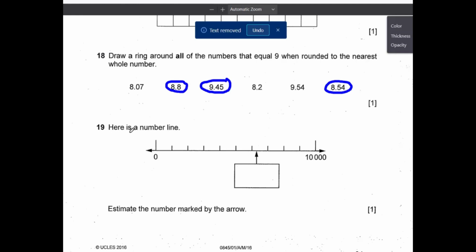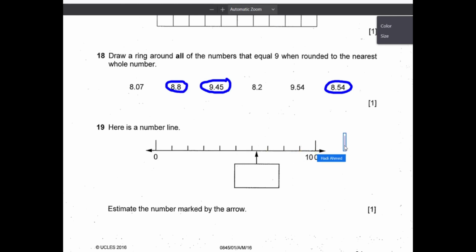Question number 19, they say here's the number line. Estimate the number marked by the arrow. To estimate this number, you need to count the parts. From 0, count 1, 2, 3, 4, 5, 6, 7, 8, 9, 10. There are 10. Those 10 represent 10,000. Divided by 10, each one of them is equal to 1,000.